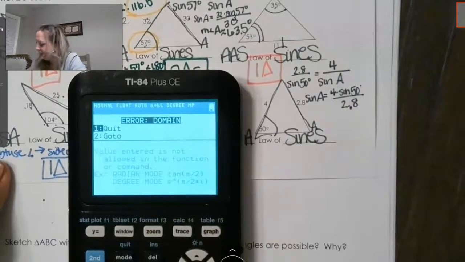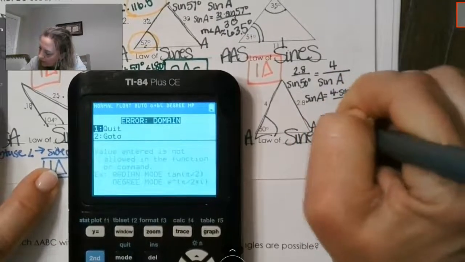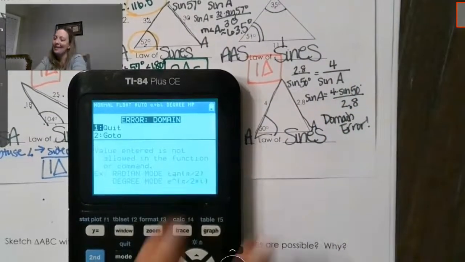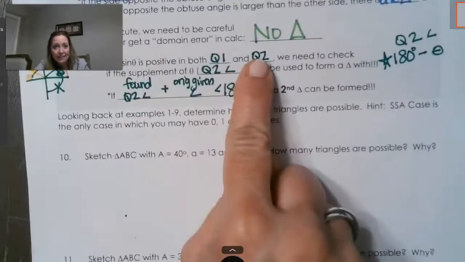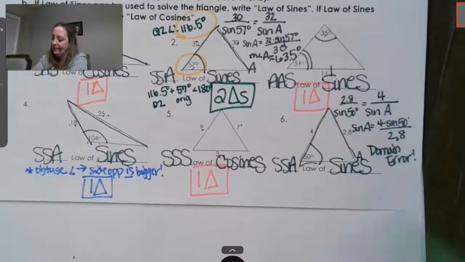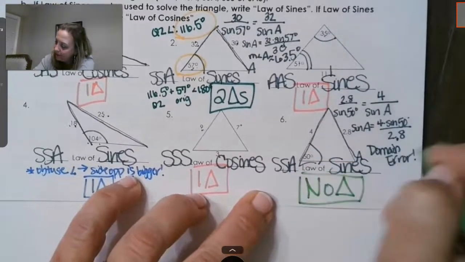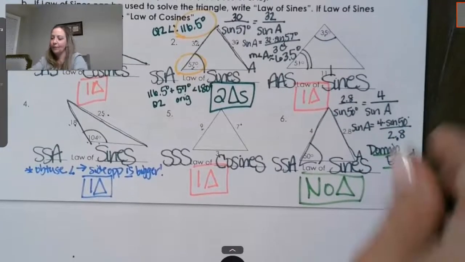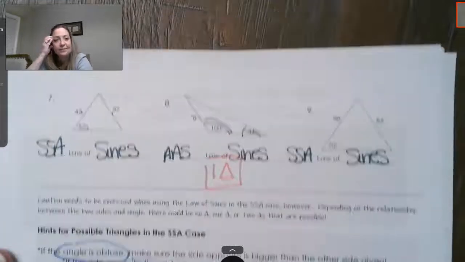Uh-oh, we got a domain error. That's probably the best news we can get. Because when we get a domain error, what that means is that there is no triangle that is possible. So because we got a domain error, we can stop and we can say that there is no triangle. And again, that was because of the domain error that we got. Okay.